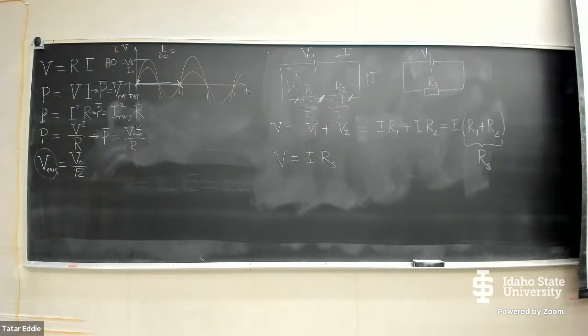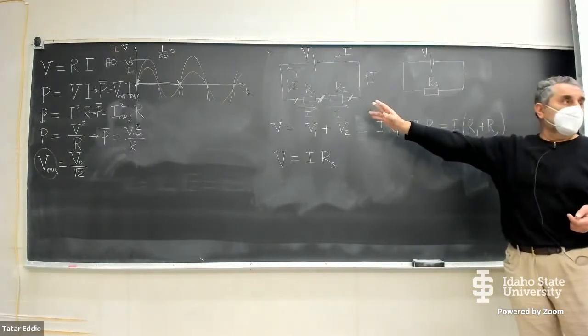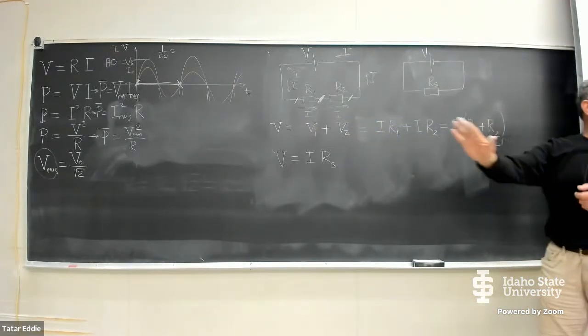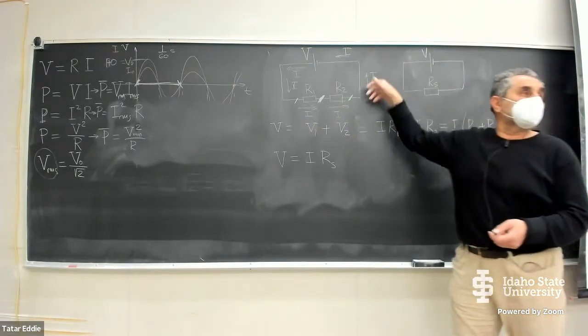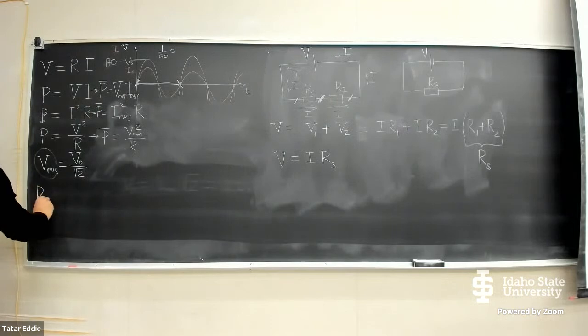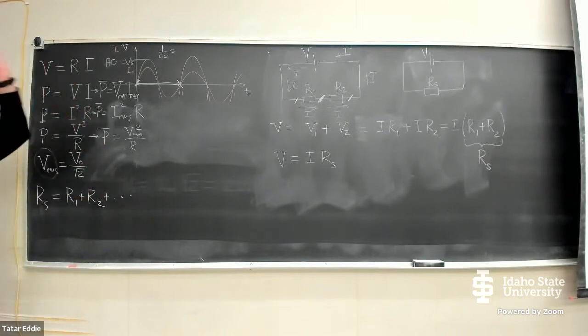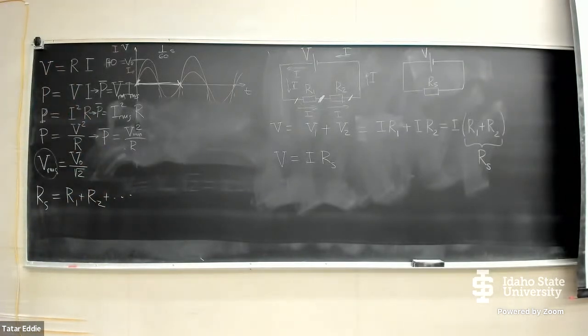Before I go to the next topic, this result can be generalized for multiple resistors connected in series. So RS for multiple resistors is going to be R1 plus R2 plus R3 and so on, as many resistors as you have, but all of them have to be in series. The same current should flow through all of them. What is the resistance measured in? In ohms.